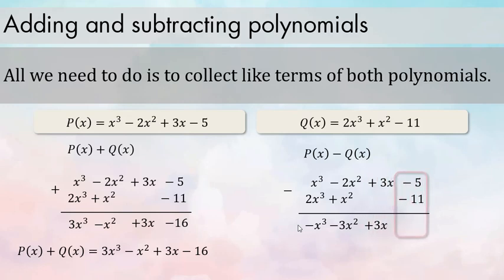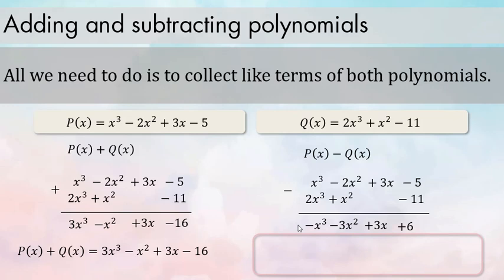Next, we have negative 5 minus negative 11. It means negative 5 plus 11, and it gives the answer 6. So px minus qx is equal to negative x to the power of 3 minus 3x squared plus 3x plus 6. Okay, have you learned how to add and subtract polynomials? Do you think it is any tricky?